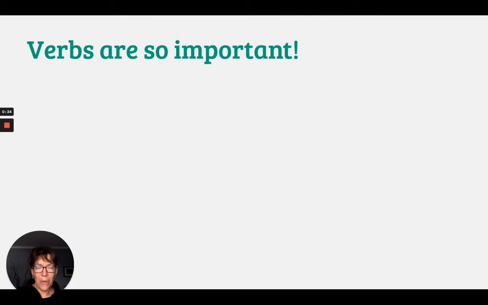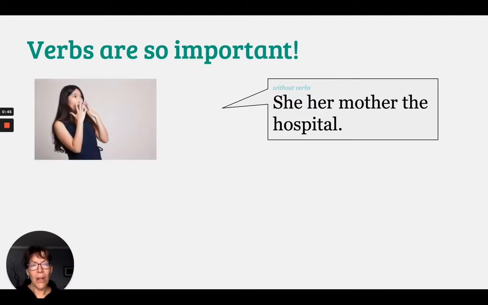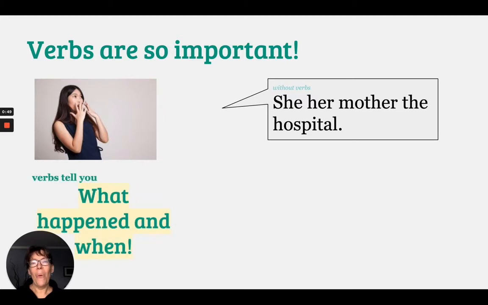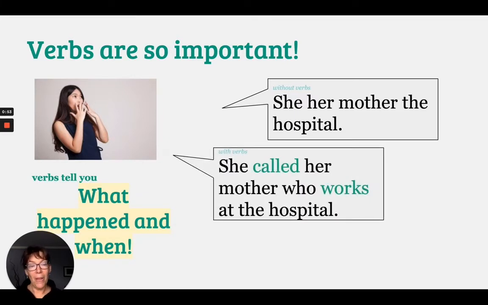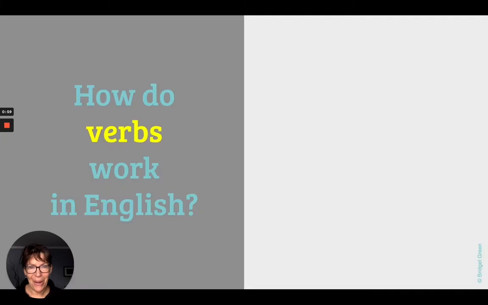Tenses are very important. Imagine having a sentence without verbs, such as: she, her mother, the hospital. This might be shocking. What happened? Oh no. But here it is with the verbs. She called her mother, who works at the hospital. Oh, that's much better. You can see how important verbs are.